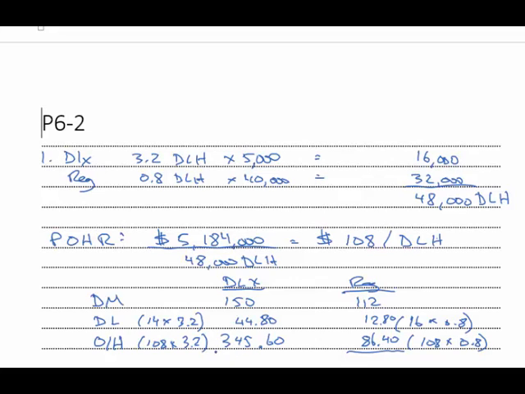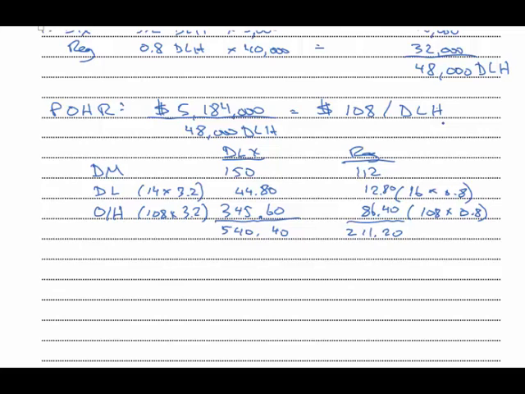$86.40. So if we add all of this up, a deluxe unit should cost $540.40, and a regular unit $211.20. So this would be how these units are currently being costed under our plant-wide overhead rate. So that's number one, right?